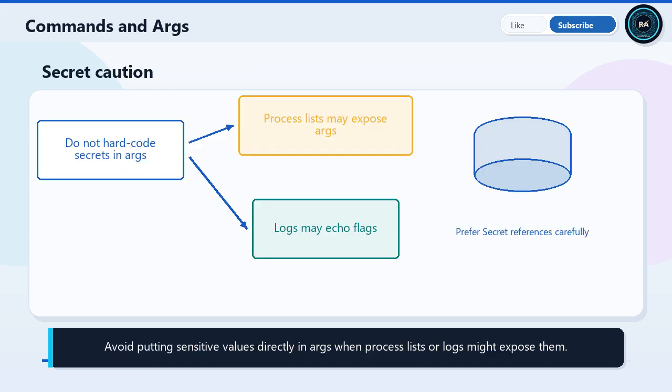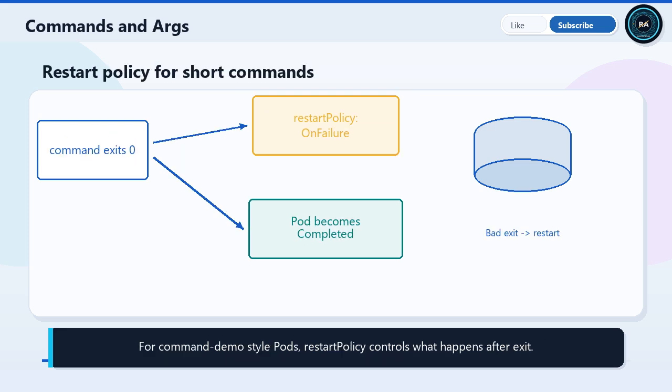Be careful with sensitive data. Arguments can appear in process inspection, debug output, or logs depending on the app. Prefer files or environment references when that reduces exposure. The official command demo uses restart policy OnFailure. That matters because printenv exits. With OnFailure, a successful command does not keep restarting forever.